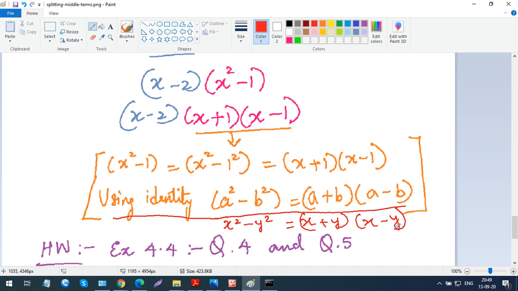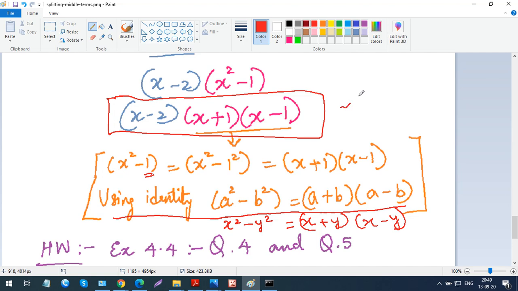So here you are getting x square minus 1. So I can actually write x square minus 1 square, isn't it? 1 square is nothing but 1 itself. So I can write 1 as 1 square just for my convenience. Okay, so x square minus 1 square, if I follow this identity, I can write it as x plus 1, x minus 1. So this is the end of my answer. Okay, so that's it. I hope you people understood this.